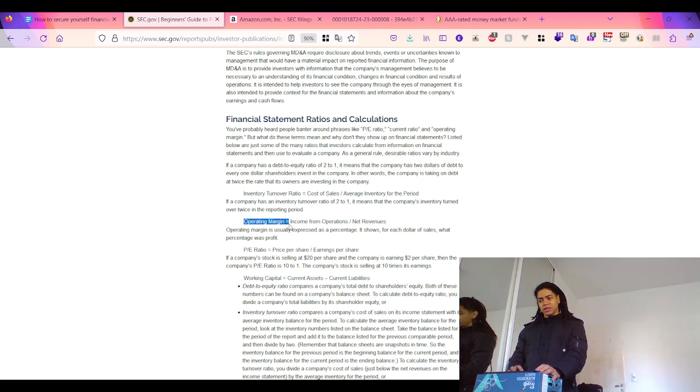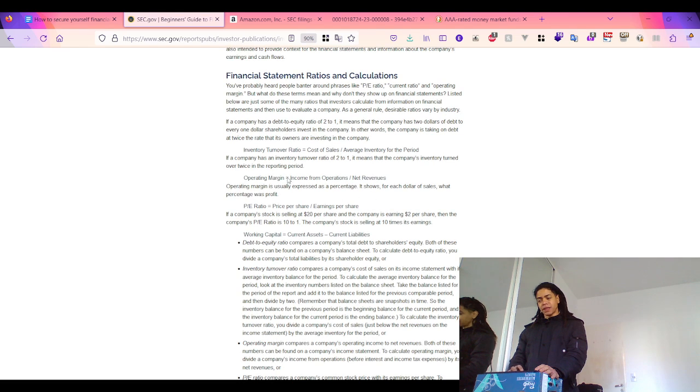Operating margin is income from operations divided by net revenues. Operating margin is usually expressed as a percentage, and it shows for each dollar of sales what percentage was profit. Operating margin: for each dollar of sale, what percentage was profit?